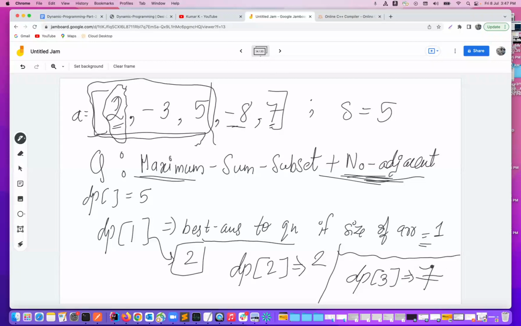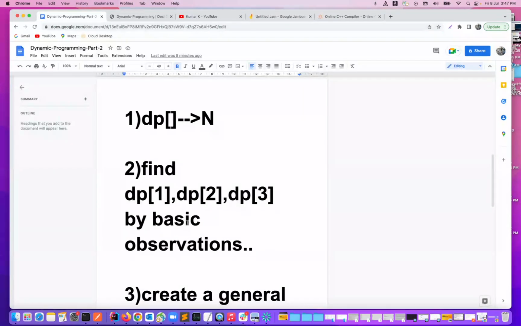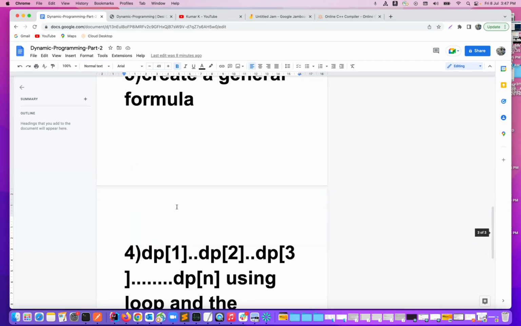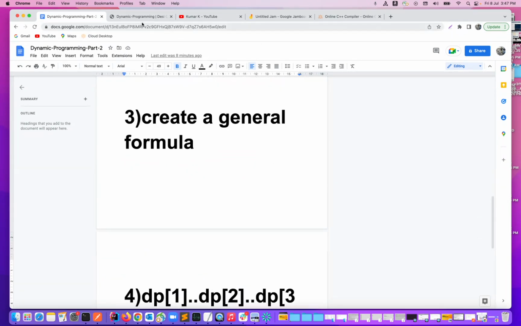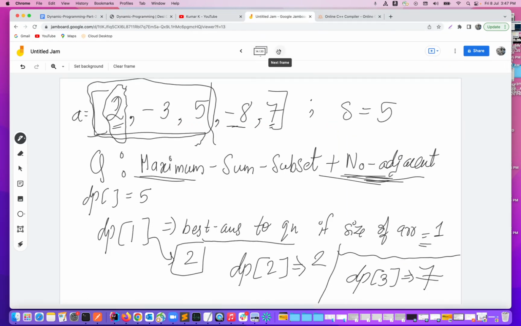Okay, guys. Now comes the next step. We found dp of 1, 2, 3 by basic observations. Now we have to create a general formula. So let's try to find dp of 4, and while trying to find dp of 4, let's create the general formula. Okay, guys. So what was our array?